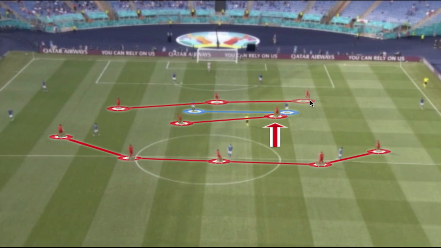But this tasked Wales' front three with high emphasis on using their cover shadows to block spaces between the lines and into the half space.